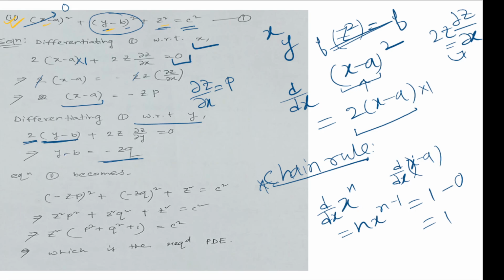So equation 1 will become, I will just replace x minus a with minus zp, and y minus b with minus z cube, and I will just get this, and this will be my required partial differential equation. But you can see that in this equation I have got, I don't have any arbitrary constant. So this is my result, as they have told me to form a partial differential equation by the elimination process of the arbitrary constants. So I've got this equation, and in this equation I don't see any constant. So this is my result, right?